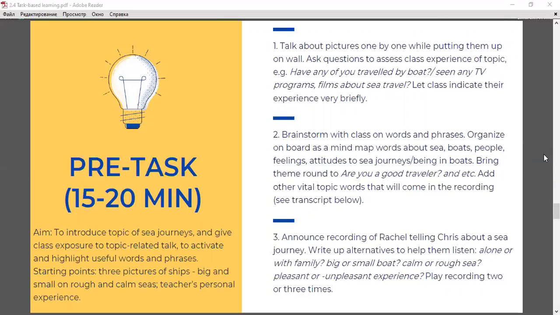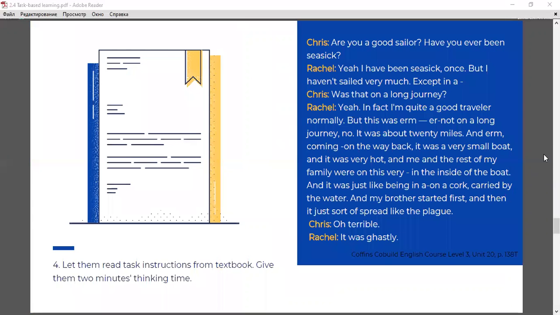Third, we can also use a recording and listen. Announce a recording of Rachel telling Chris about a sea journey, and write up alternatives to have them listen alone or with family, big or small boat. We can play the recording 2 or 3 times. On the next page, you can see the recording transcript, a dialogue between Chris and Rachel. Let them read the task instructions from the textbook, and give them 2 minutes thinking time.